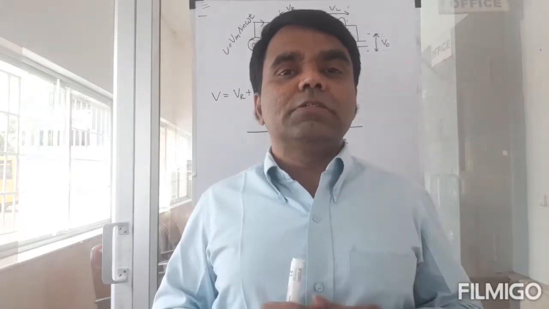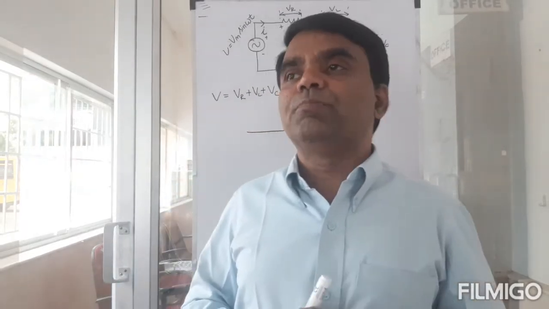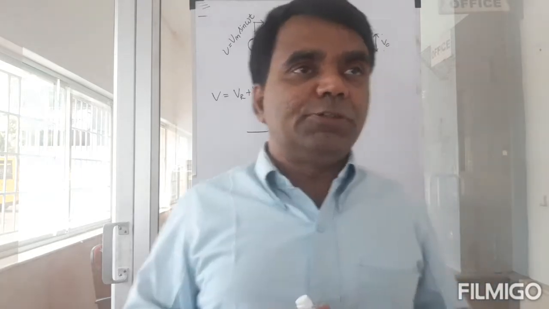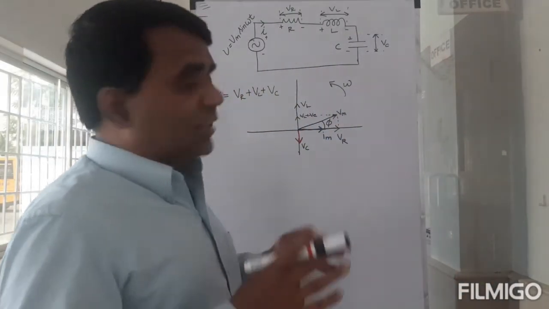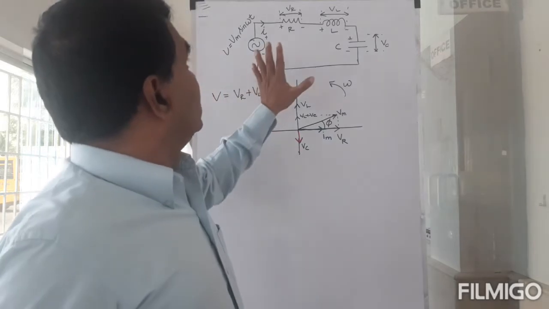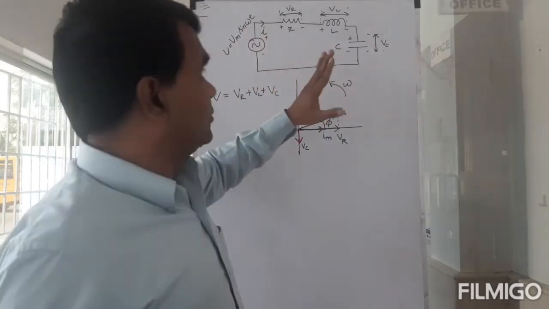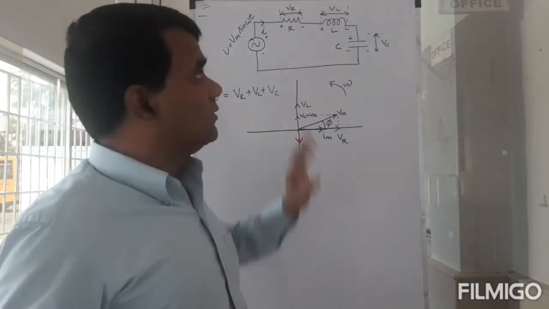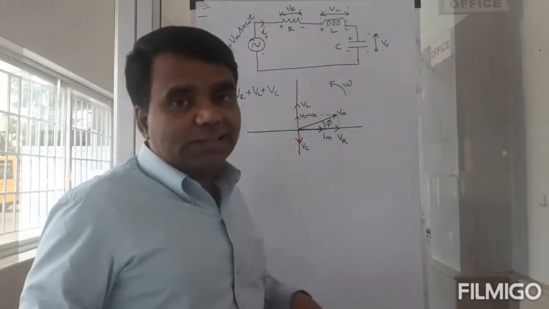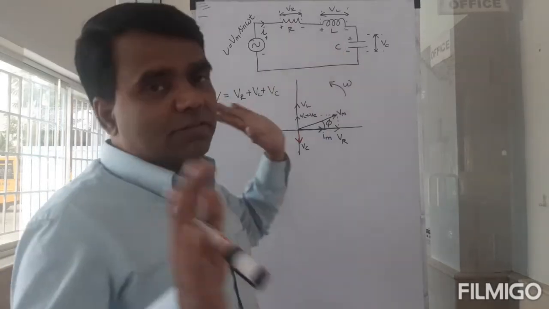Welcome back, students. We are going to continue the discussion we had in the previous video. In the previous video, we were trying to analyze a circuit that had all the three components: resistor, inductor, and also capacitor. This circuit is called an RLC circuit or LCR circuit.